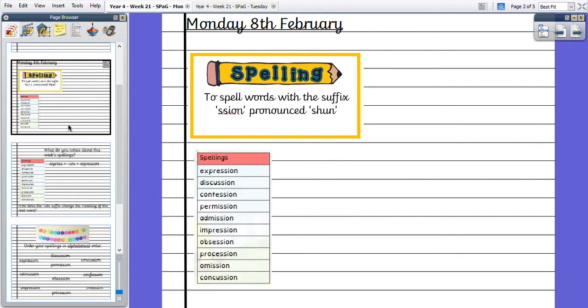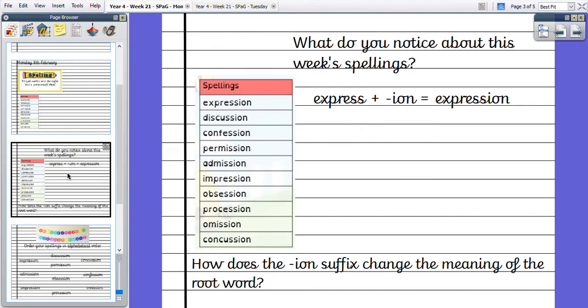So we're moving on to our spellings for this week, and we have the suffix "shin". Our words are expression, discussion, confession, permission, admission, impression, obsession, procession, omission, and concussion. So what do you notice about this week's spellings?